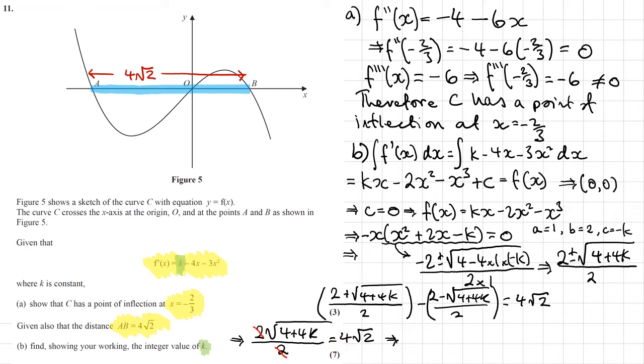I'm going to square both sides. So I'll have 4 plus 4k is equal to 4 root 2 squared, which is 32. Then from there, take away 4 from both sides, so 4k is equal to 28. And that leaves me with k equal to 7. So there's my value of k.